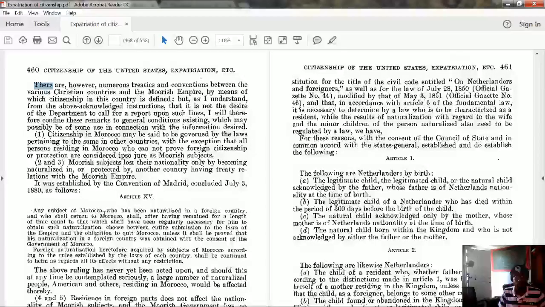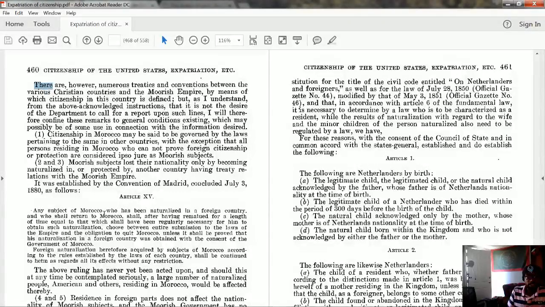But as I understand from the above acknowledged instructions, it is not the desire of the department to call for a report upon such lines, meaning they don't want to speak too much about it. They just want to keep it real brief. "I will therefore confine," meaning there was a lot more to say on that. There was a whole lot more to say, but I'm going to confine these remarks to general conditions existing which may possibly be of some use in connection with the information desired.